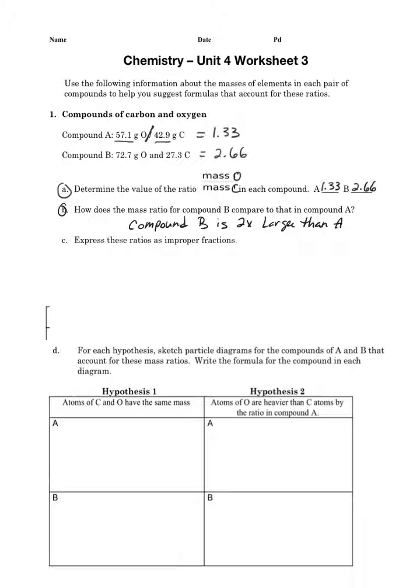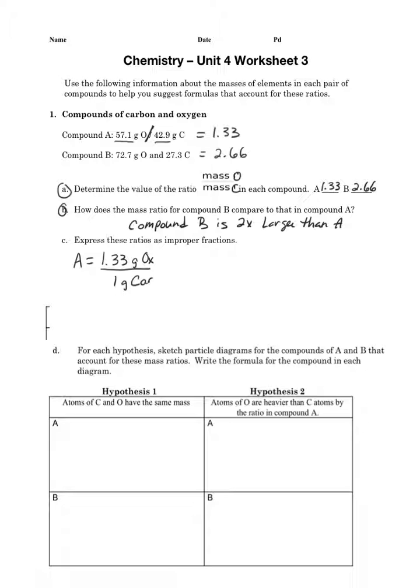Explain these ratios as improper fractions. It may have been a while since you've done improper fractions, so I'm just going to kind of walk through this step by step and kind of go through the logic of it. The first one I'm going to look at is compound A. Compound A, the ratio was 1.33. What that means is that by weight, we have 1.33 grams of oxygen to every 1 gram of carbon. So this is 1.33 grams of oxygen for every 1 gram of carbon.